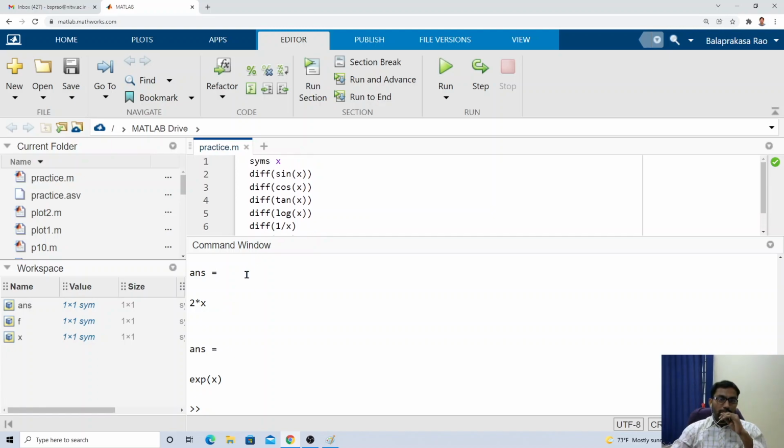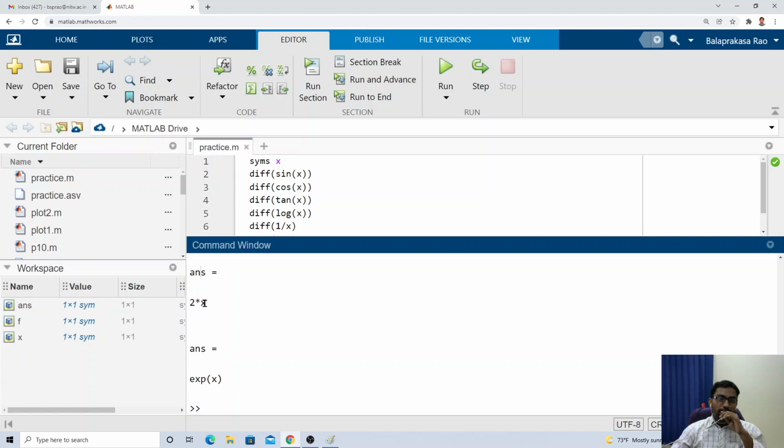Differential of sin x is cos x, differential of cos x is minus sin x, differential of tan x is this one, differential of log x is 1 by x, differential of 1 by x is minus 1 by x square, right? Differential of x square is 2x, differential of e power x is e power x itself. You can cross check all these things. I have given this and the system computed the differential and returned all those things, right?